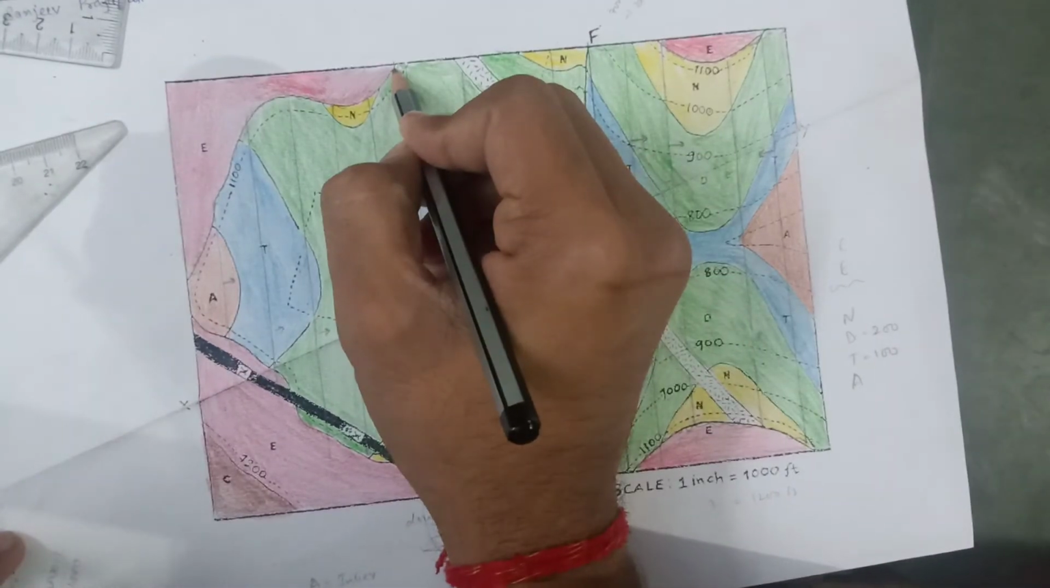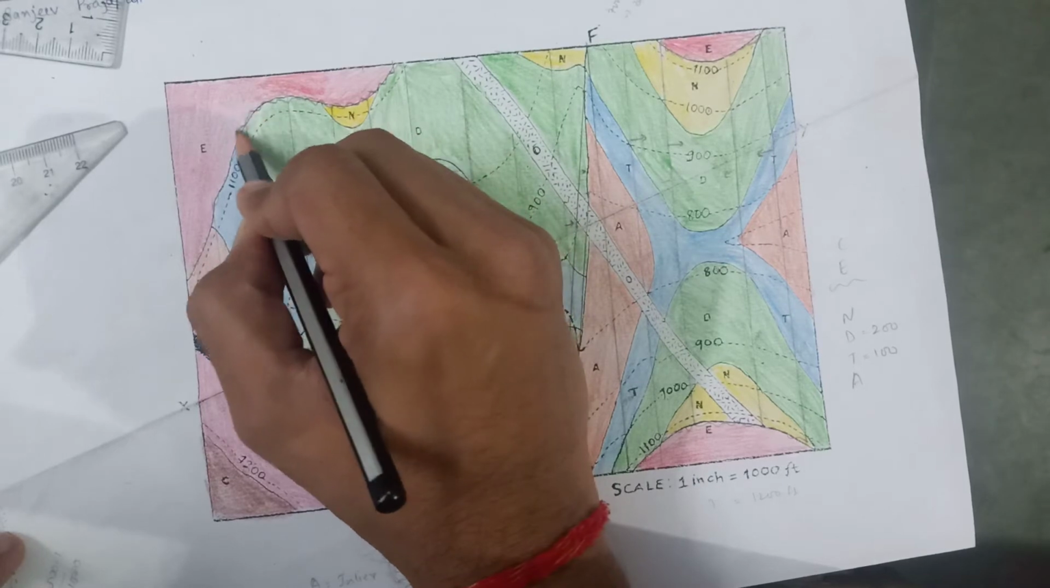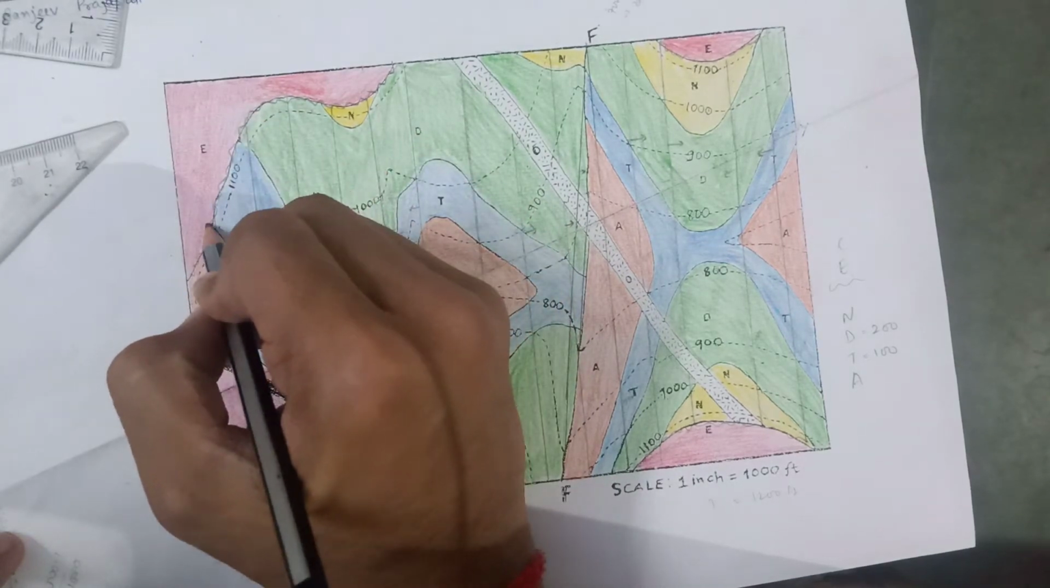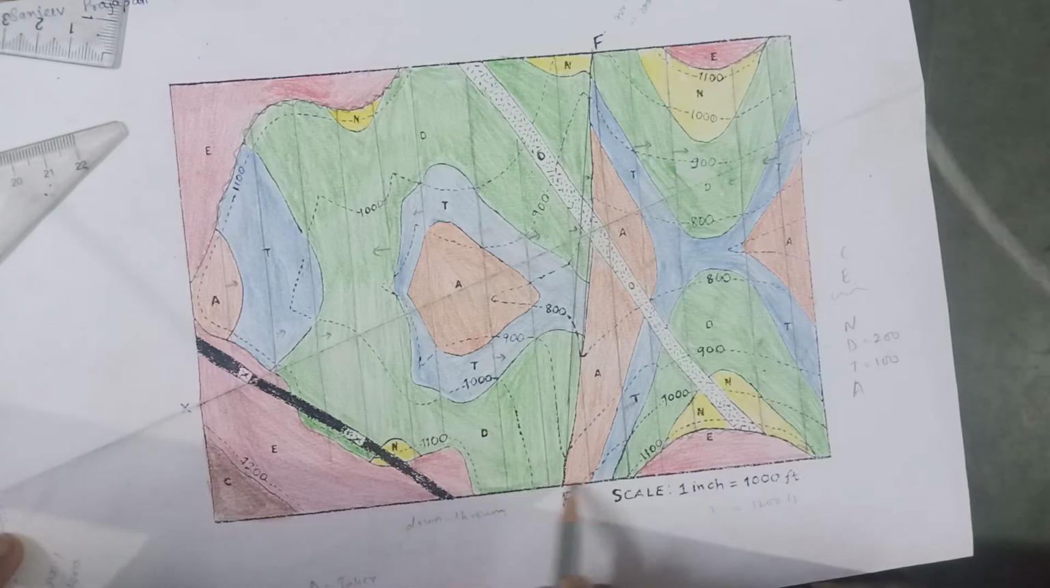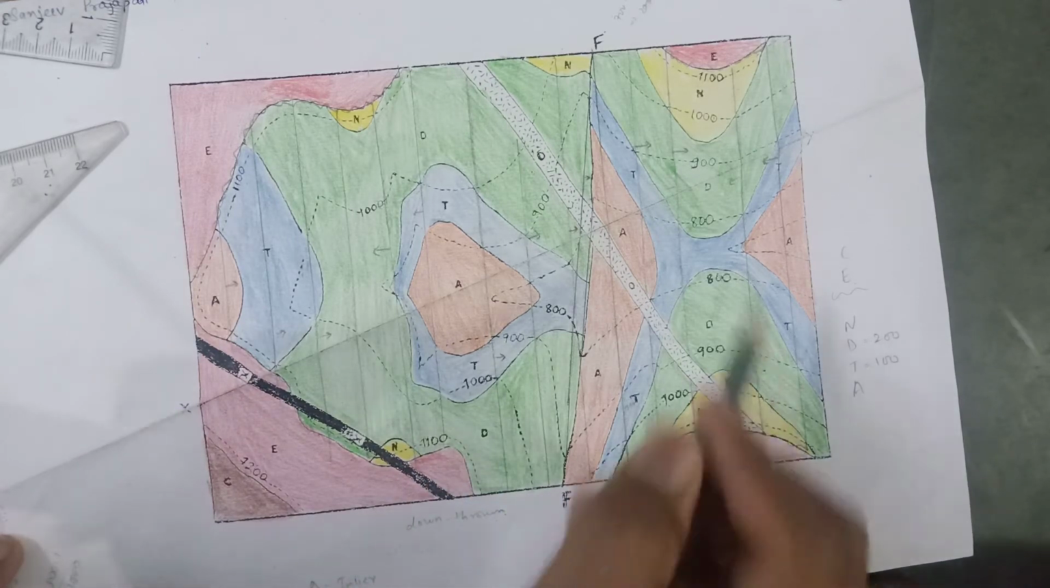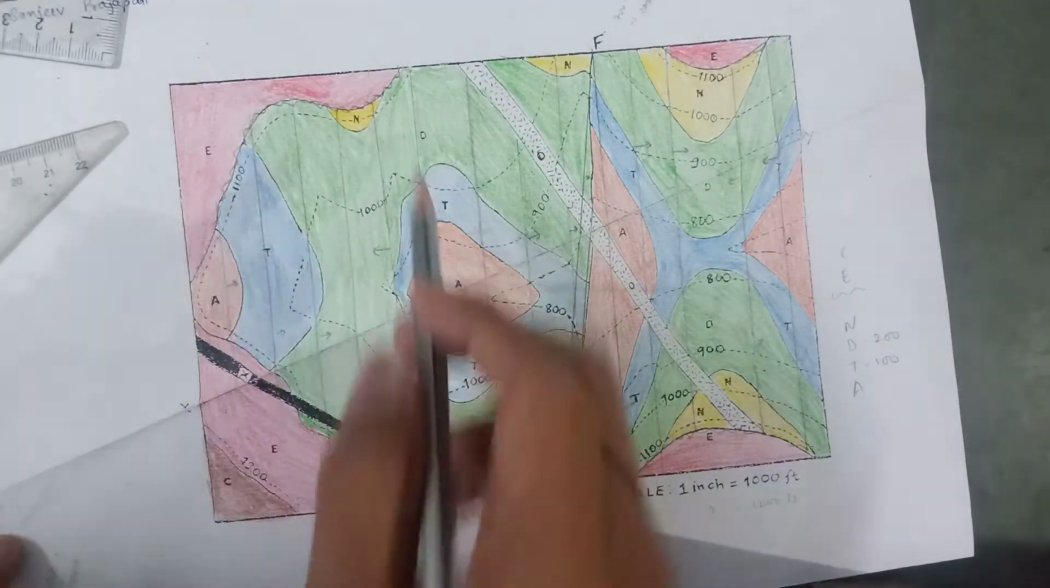So draw a line of unconformity here, same way, like then here and then here. It is showing unconformity.